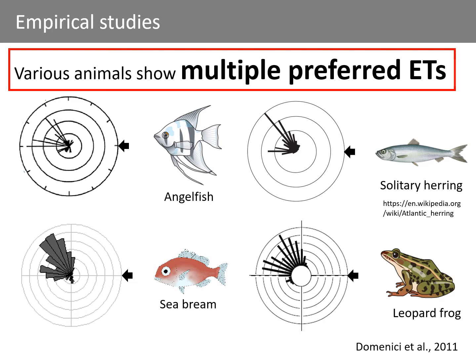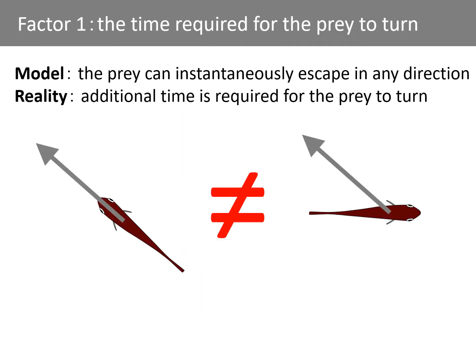However, in empirical studies, as you can see from the figures, various animals show multiple preferred ETs with peaks at around 120 degrees and at around 180 degrees. So there is a discrepancy between the model and the empirical data. Why? We came up with the idea that two factors should be incorporated into the model.